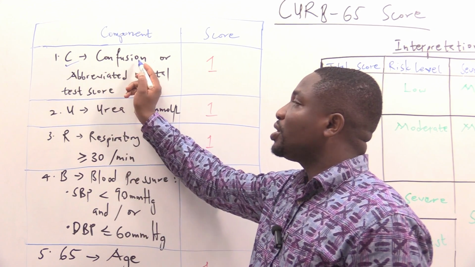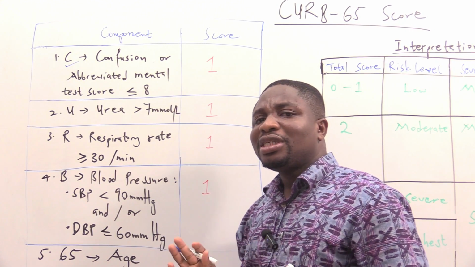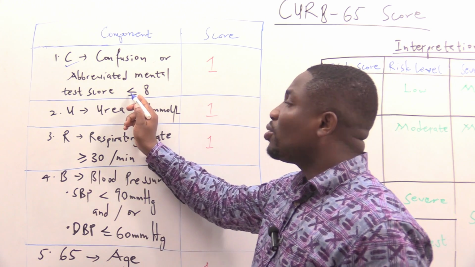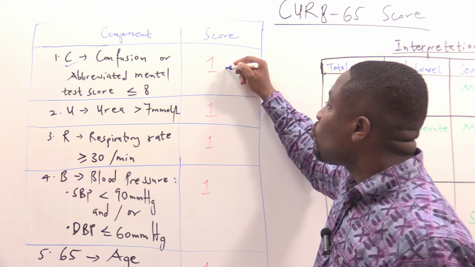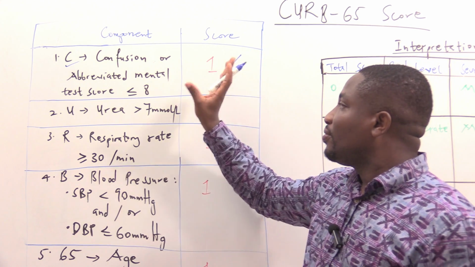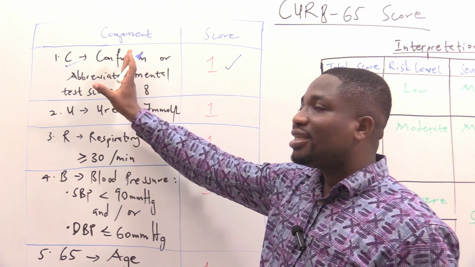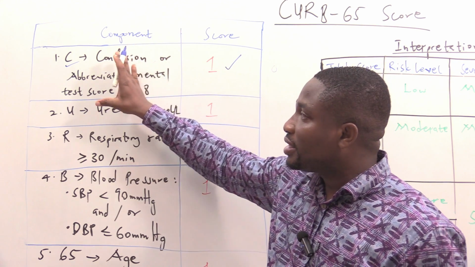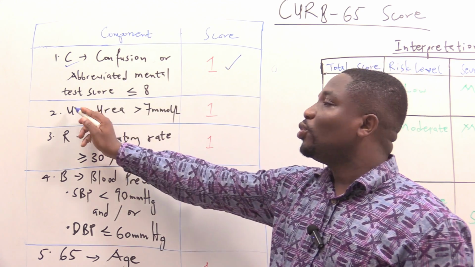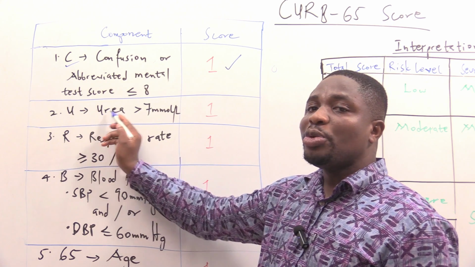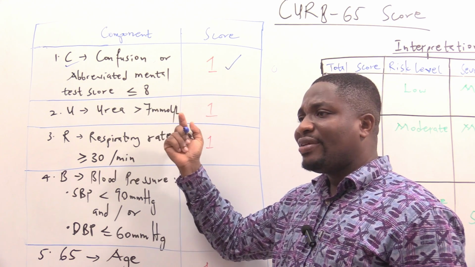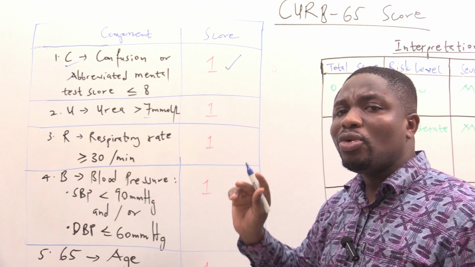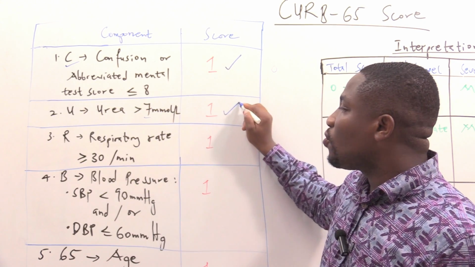C correlates to confusion, or if you are using the abbreviated mental test score, if the total score is less than or equal to 8, you give a score of 1. If it does not match the criteria, you give a score of 0. So if it fulfills the criteria, you give a score of 1. The U stands for urea. And when do we give a score of 1? When the urea level is greater than 7 millimoles per liter, you give a score of 1.